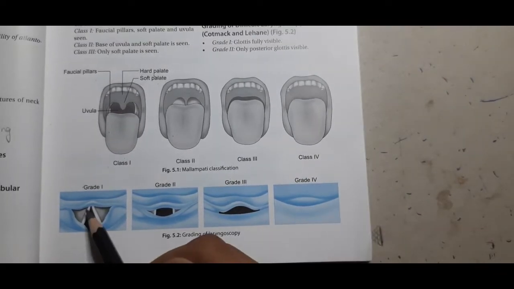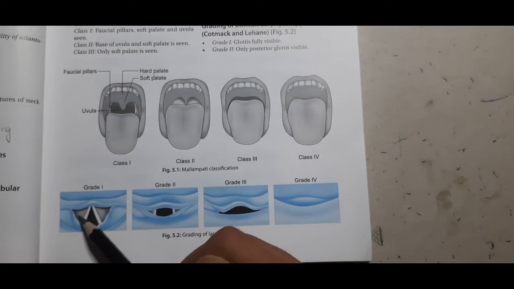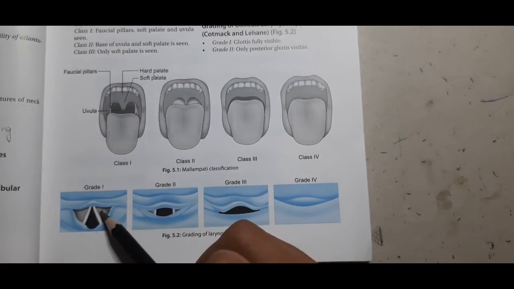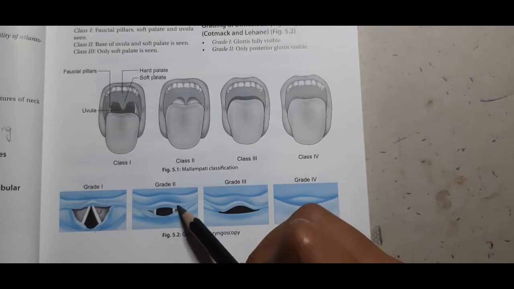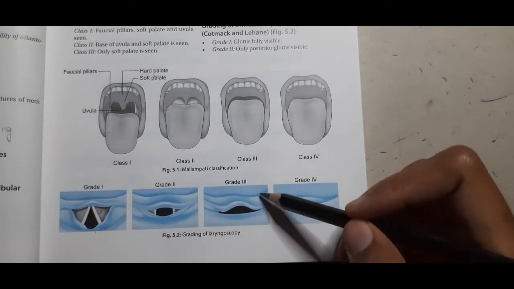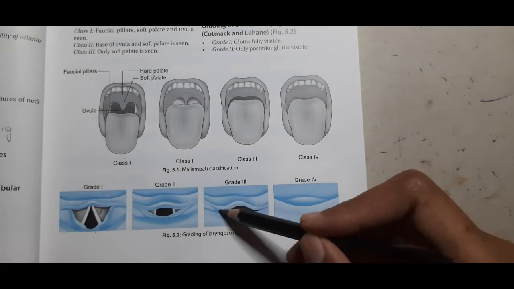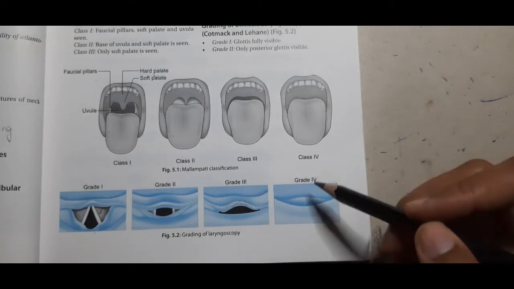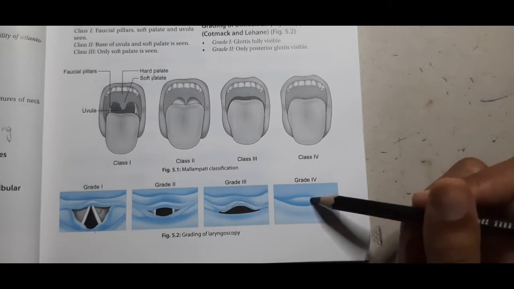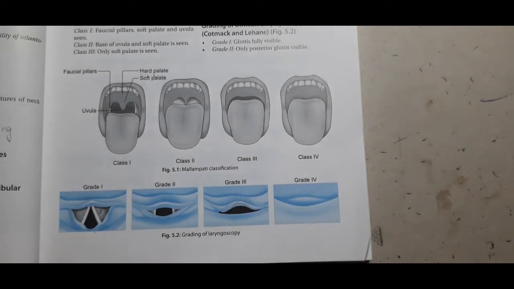So you can observe that in grade 1 the glottis is visible. So these are the glottis that you are seeing. In grade 2 only the posterior part of the glottis is seen, and in grade 3 only the epiglottis is being observed. So this is the epiglottis that is being observed, and in grade 4 there are no prominent structures visible. So this is the grading of difficult laryngoscopy that was introduced by Cormack and Lehane.